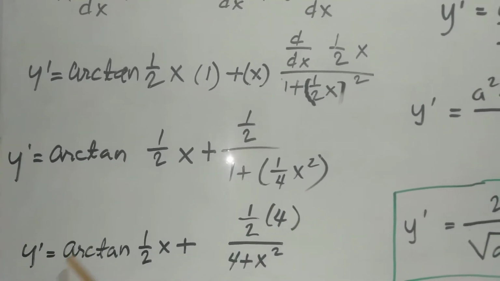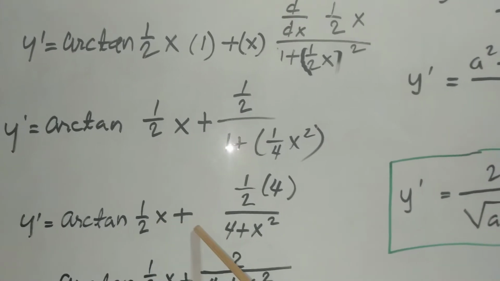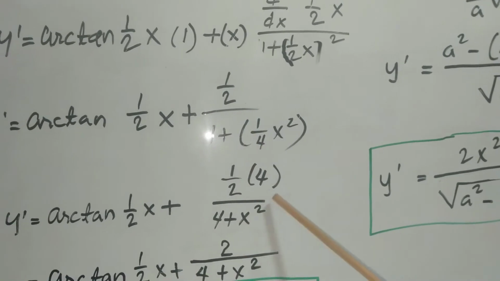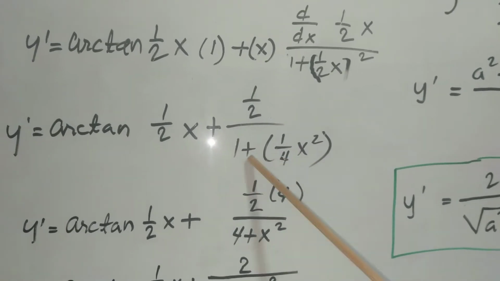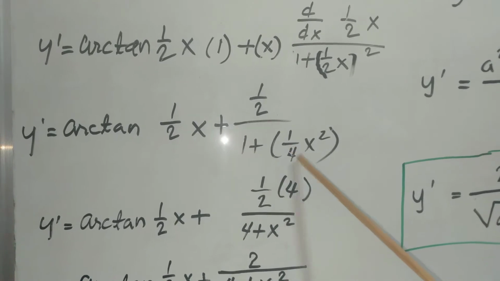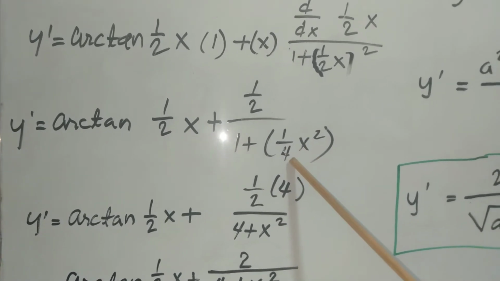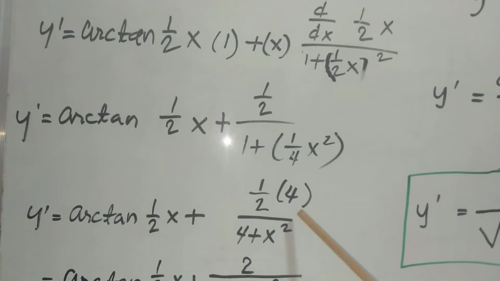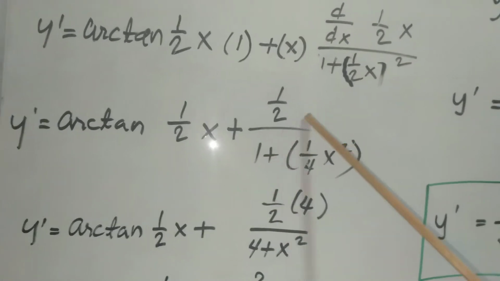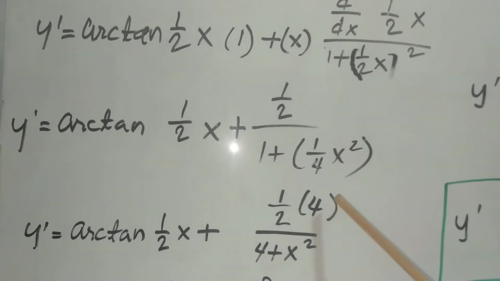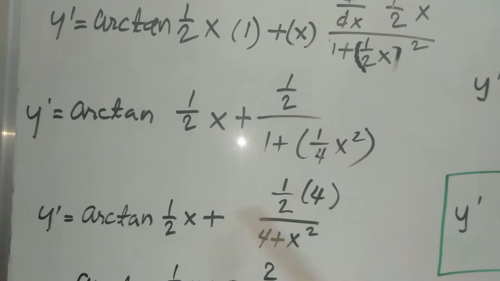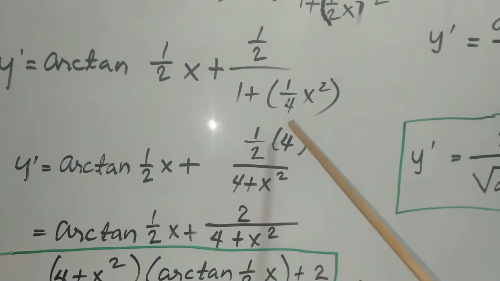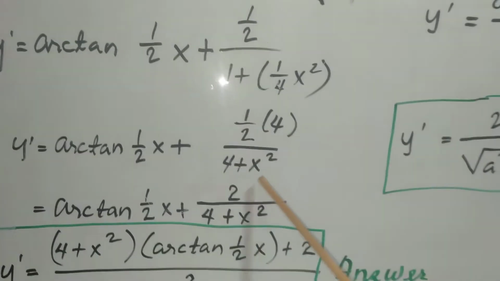And then y prime is equal to arctangent 1/2 x plus, so we multiply 1/2 by the inverse of this denominator here. The LCD of the denominator is 4. So this one becomes 4 plus x squared, then we multiply this 4 here to the numerator. So 1/2 times 4. By doing that, we will get this answer here: arctangent 1/2 x plus 4 divided by 2 is 2, over 4 plus x squared.